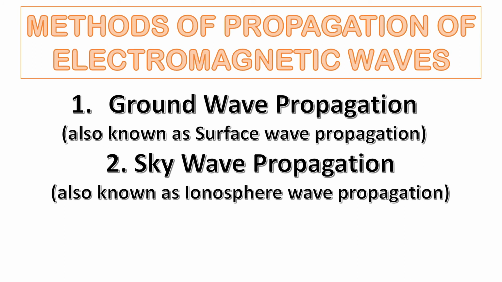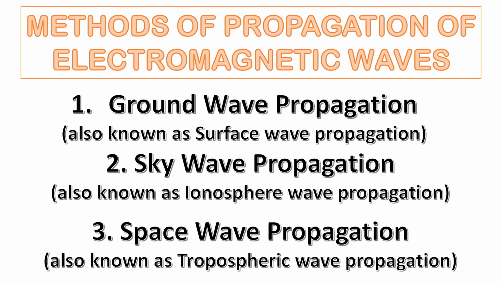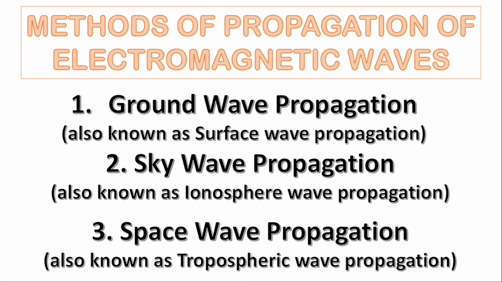Third, we have space wave propagation, also known as tropospheric wave propagation. It can travel directly or after reflecting from the Earth's surface to the tropospheric surface, from the transmitter antenna to the receiver antenna. This is utilized in television and radar communications.